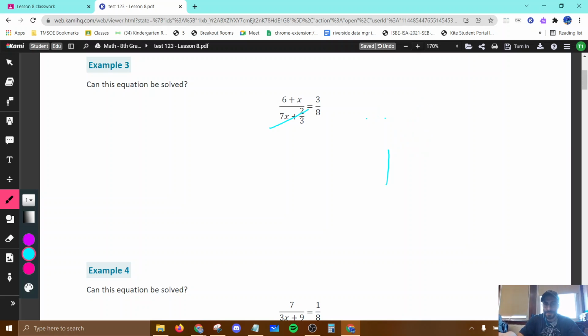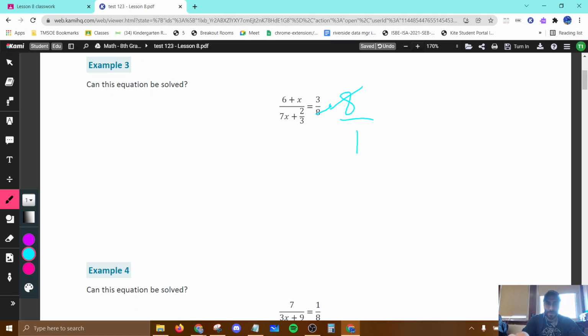At the same time you do that, if you do it to the right side now, to get rid of the 8 on the right side, you'd multiply both sides by 8. Okay, well, really, that's 8 over 1. That's going to cancel there. And you would multiply 6 plus x times 8.